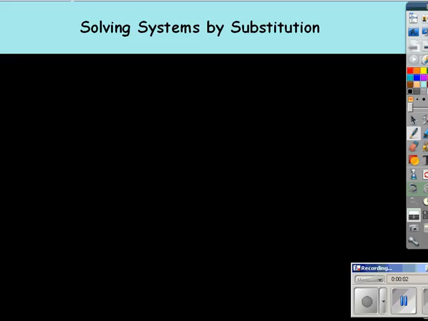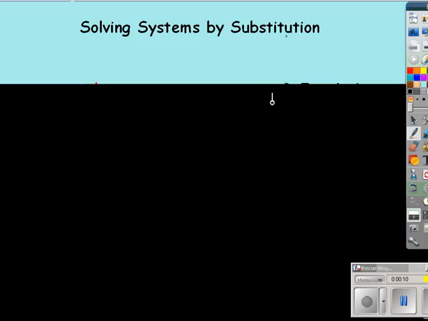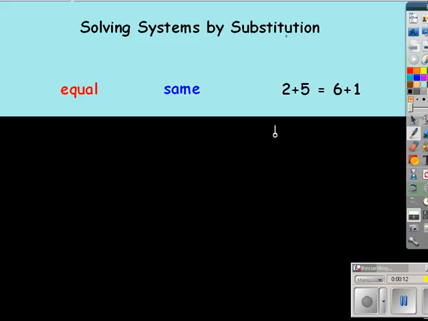All right, this is Chapter 6, Section 2, Solving Systems by Substitution. So when we're looking at substitution, the first thing we want to talk about is this word equal and same. When two things are equal, they have the same meaning. They mean the same thing.